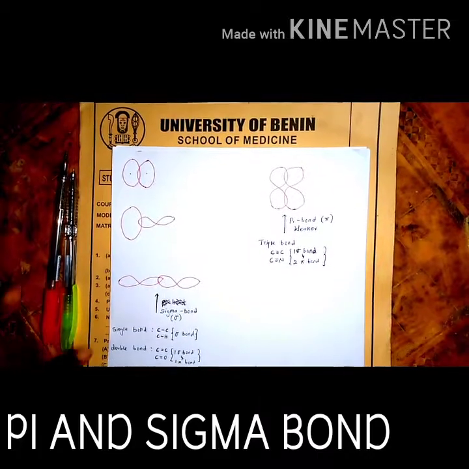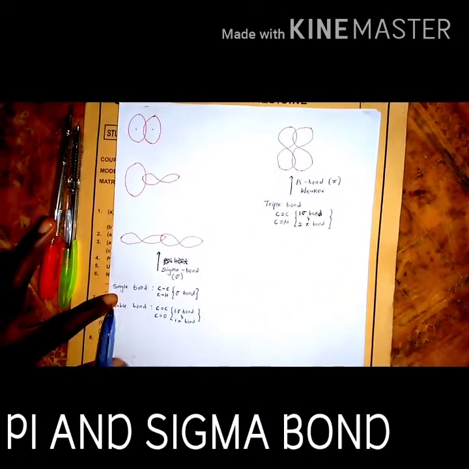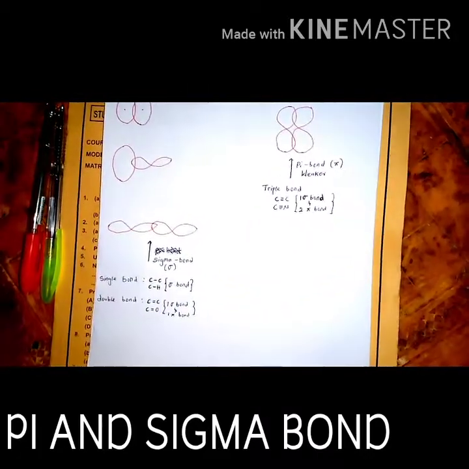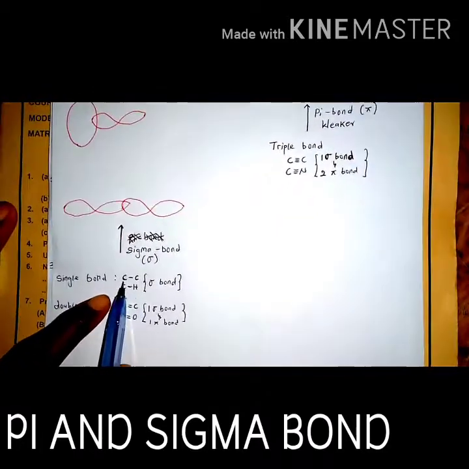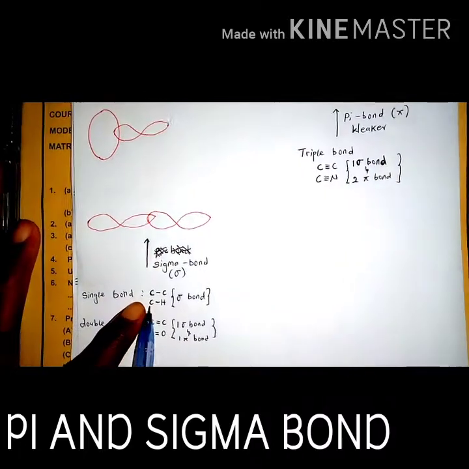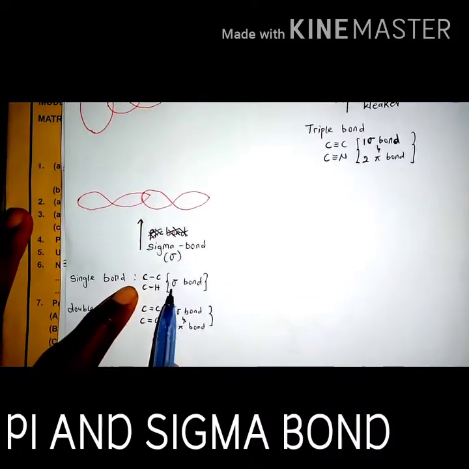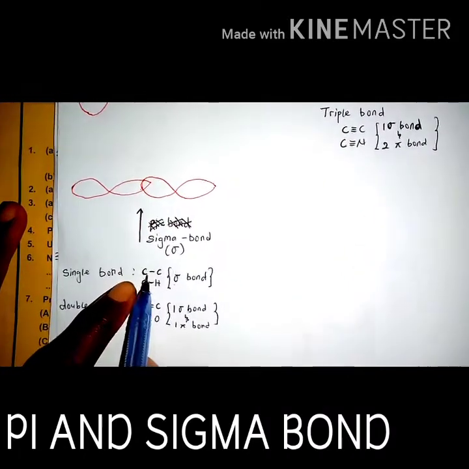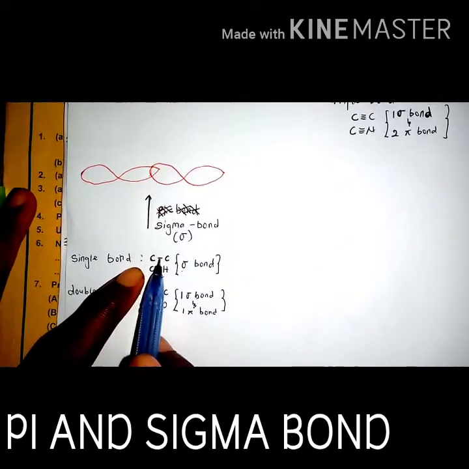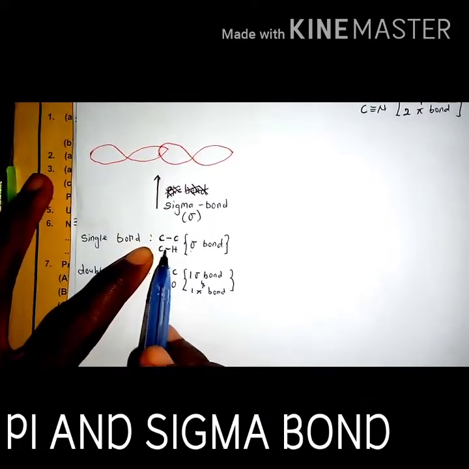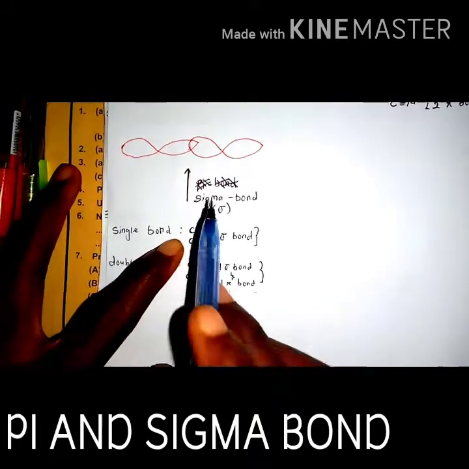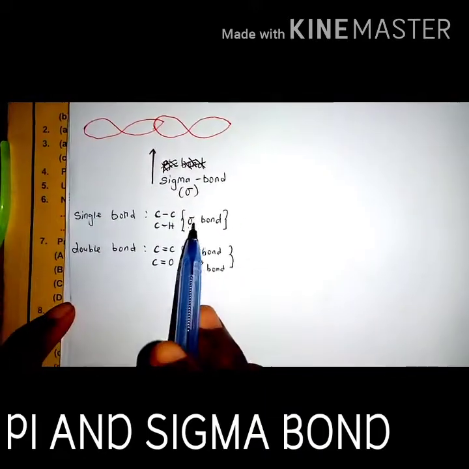Now bring your mind back to this place. Now we have a single bond. In a carbon to carbon single bond and in a carbon to hydrogen bond, I have a sigma bond there. There is carbon to carbon, this is a single bond. Carbon to hydrogen, this is a single bond. Now this bond here is a sigma bond. Take note, a sigma bond.